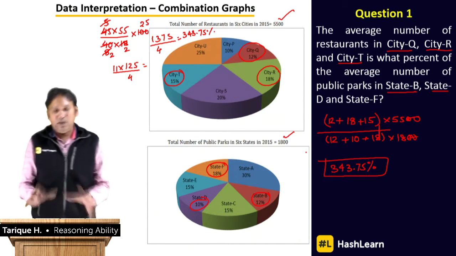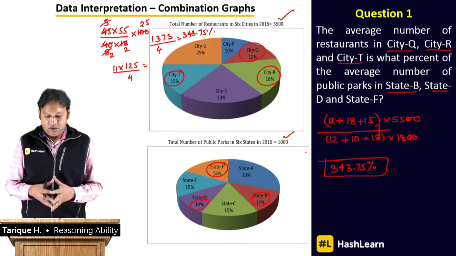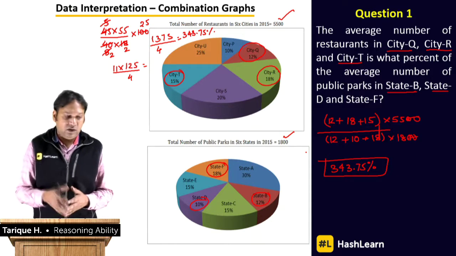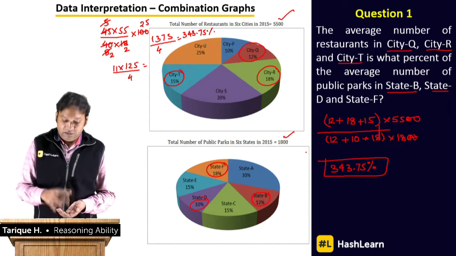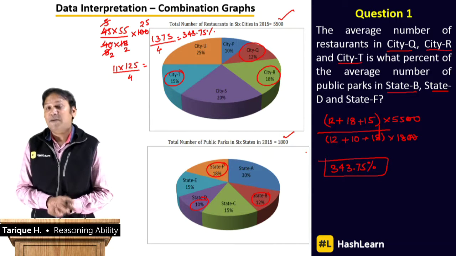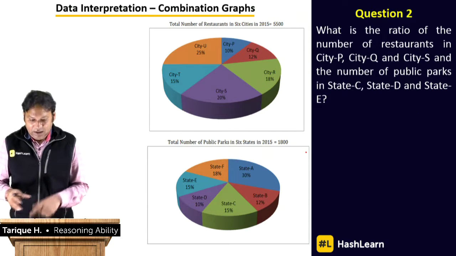And we were able to do this in very less time with a minimum amount of calculation, because we are using the right approach. We're not going to find out all the number of restaurants in each of the 6 cities and the number of public parks in 6 states, and then use that actual data. If you solve it that way, it will be very time taking. Let's look at this question.